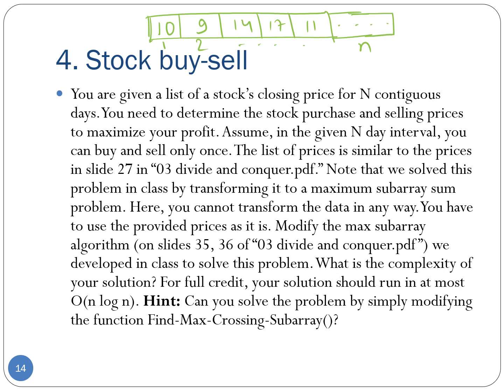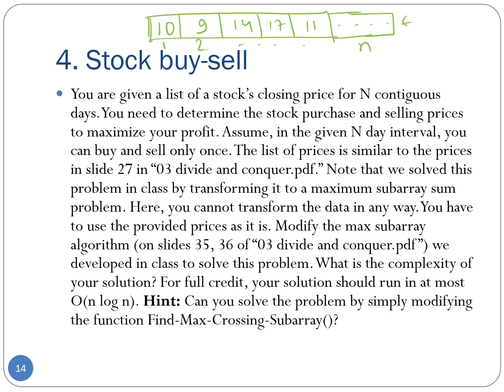Notice that when we solved this problem in the class, we modified this data so that we came up with a new array which, instead of representing the closing prices, represented the difference between the closing price on the ith day and the (i-1)th day, so that this problem can be transformed into the maximum subarray sum problem.